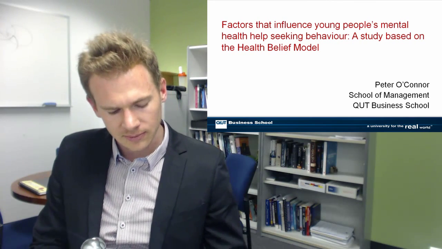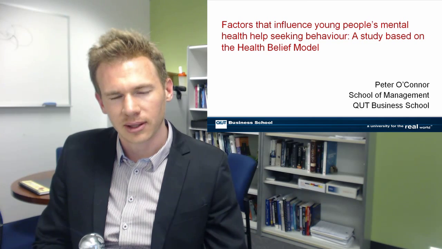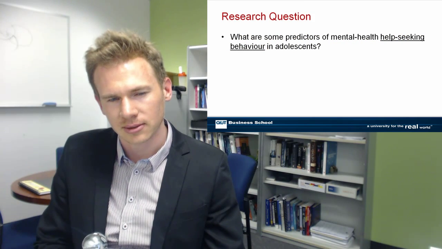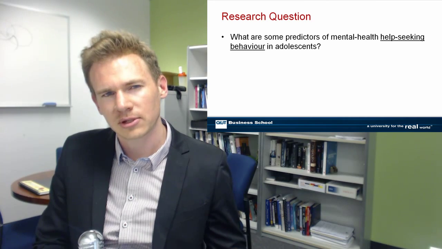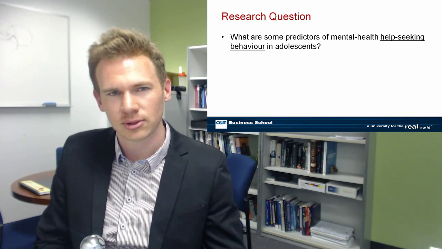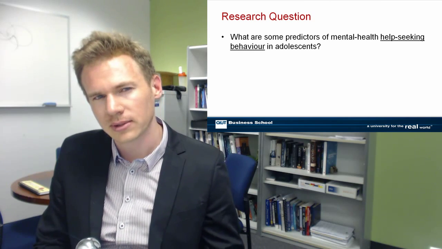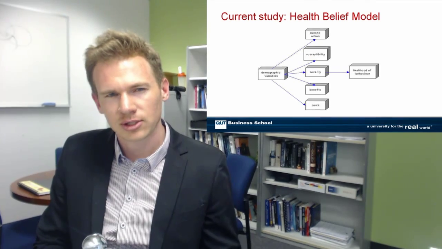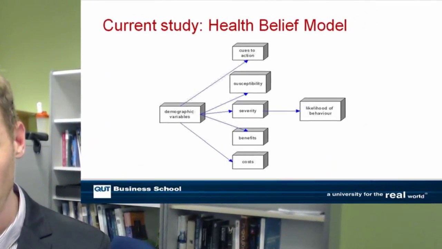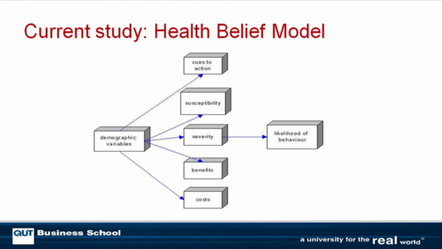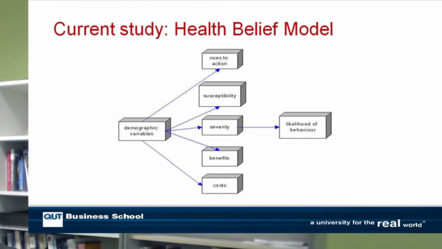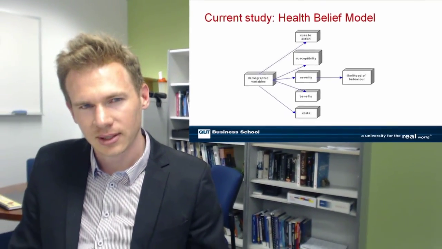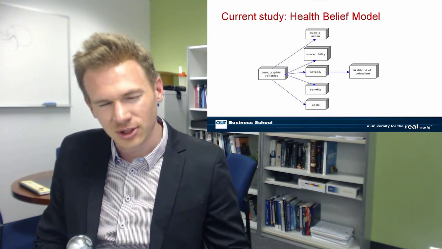Basically, what I looked at was what predicts mental health help-seeking behavior in adolescence. And I used a famous model, or a model that's widely used in the area of physical health, and applied this to mental health. This hadn't actually been done before. My initial research question was quite basic. It was, which of these health beliefs actually predict help-seeking behavior, so whether or not someone will see a doctor or a psychologist about mental health concerns in adolescence. So that was the general gist of the study.